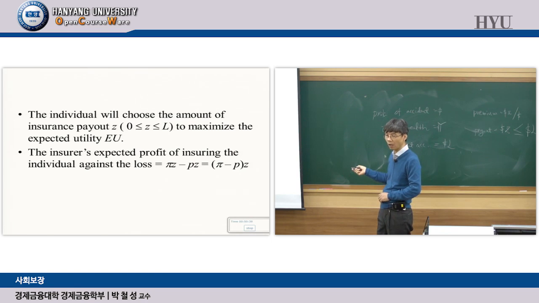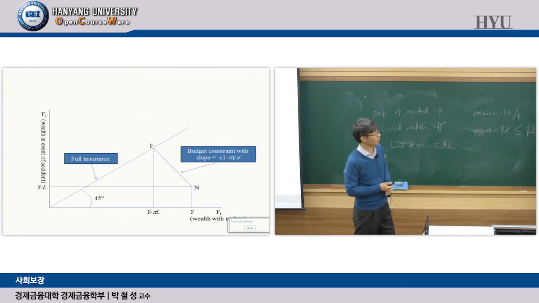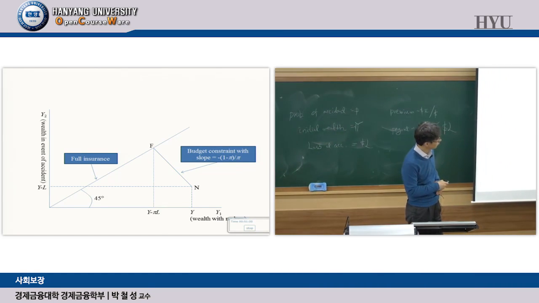And then you just even out your income and loss, then your profit will be very close to pi minus P times Z by the law of large numbers. But there are conditions for how that happens. We will talk about it later. Now think of the individual's choice.